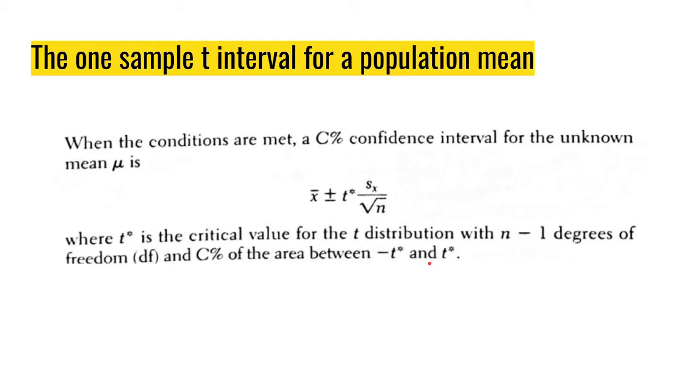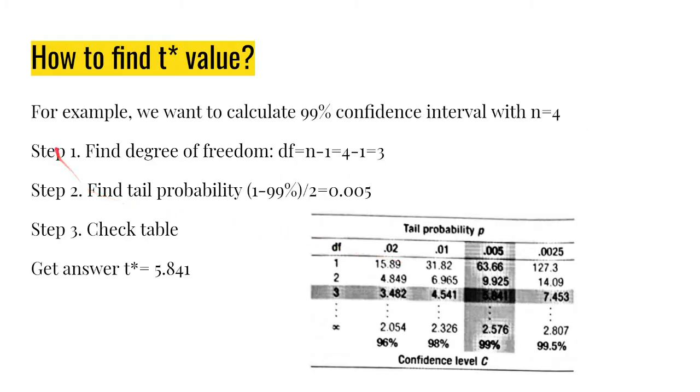How to find t star, I will introduce to you in a little bit. And over here, we will not get into the detail of how the inference is different between the t table and z table. If you are interested in that, please comment and I will make another video for just that. Okay, all right, how to find the t value?